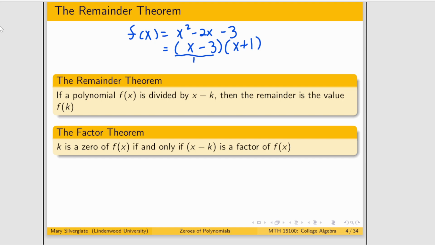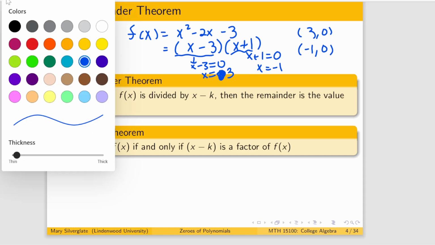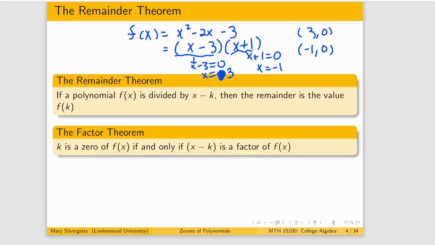And then you set up your two little mini equations. x minus 3 is 0, and you got a 0 to occur at x equals 3 by adding 3 to both sides. You set up another mini equation of x plus 1 equals 0, and then you got x equals negative 1 by subtracting 1 from both sides. So your two zeros occurred at (3, 0) and (negative 1, 0), indicating that you had solved for those x-intercepts.